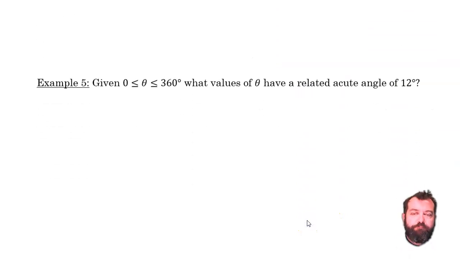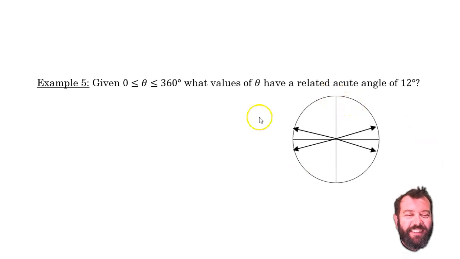Now, if theta is between 0 and 360 degrees, what values of theta have a related acute angle of 12 degrees? Like so many things, I think the solution to this is best begun with a diagram. So let's draw a diagram. Here it is. So here's my circle. It's not necessarily to scale, but I've got 12 degrees.